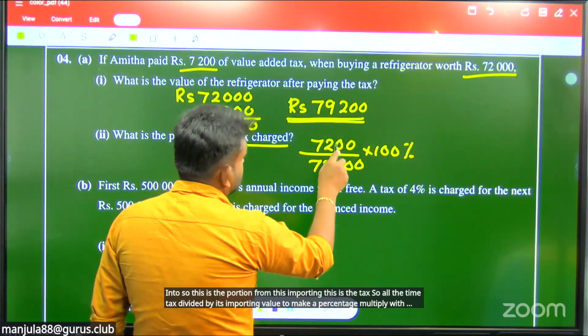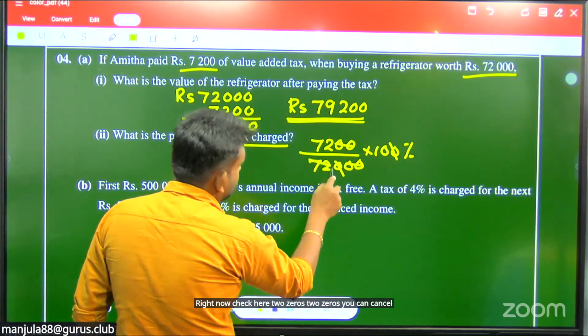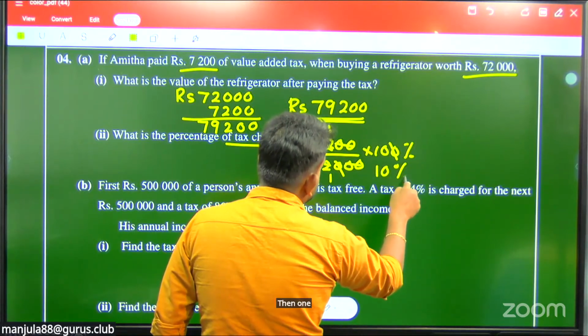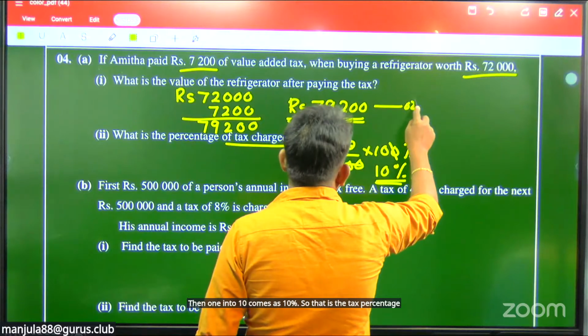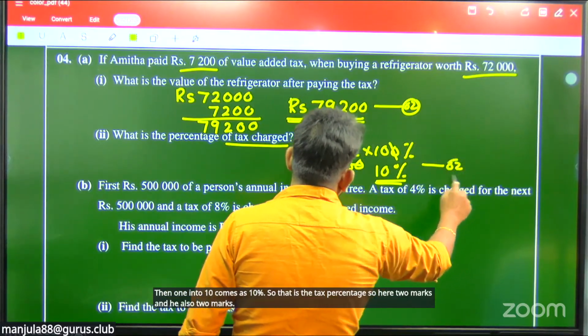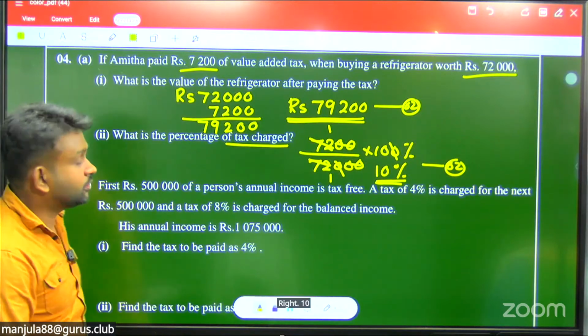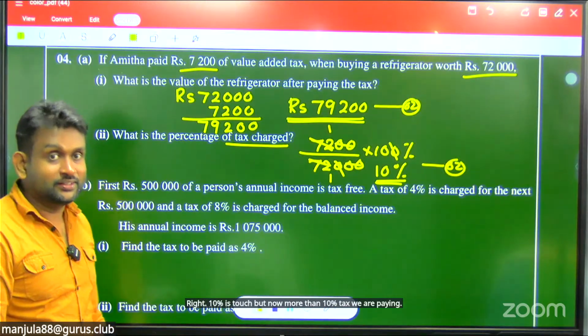Right, now check here. Two zeros cancel, 0, 0 cancel, 71, 1, 71, 1. Then 1 into 10 comes as 10%. So that is the tax percentage. Here 2 marks and here also 2 marks. Right, 10% is charged, but now we are paying more than 10% tax.